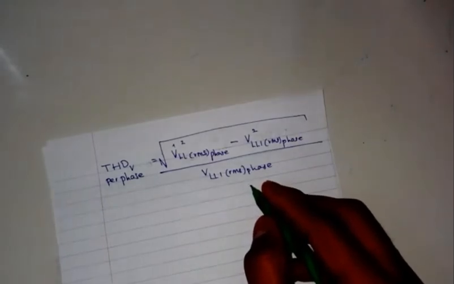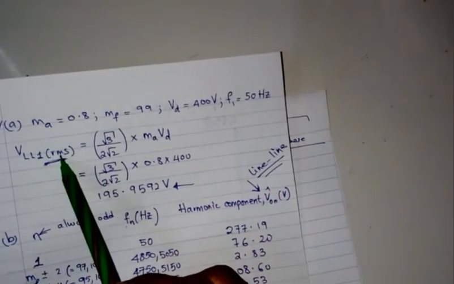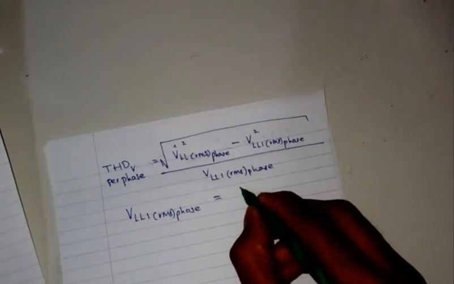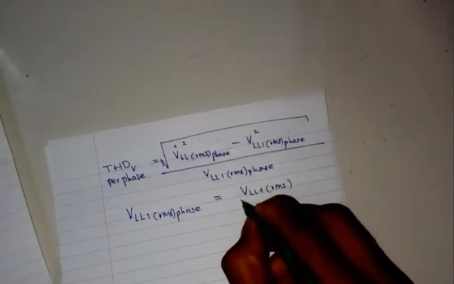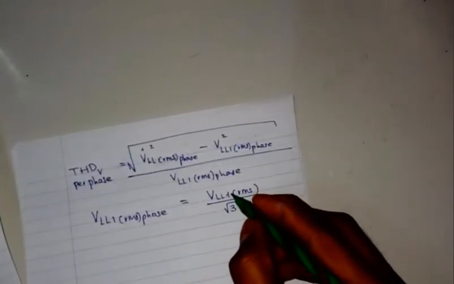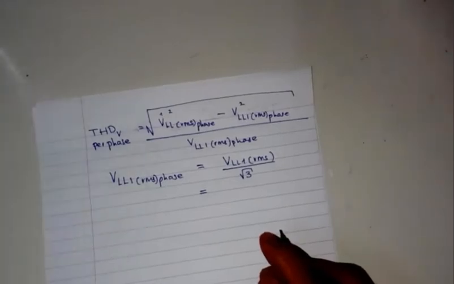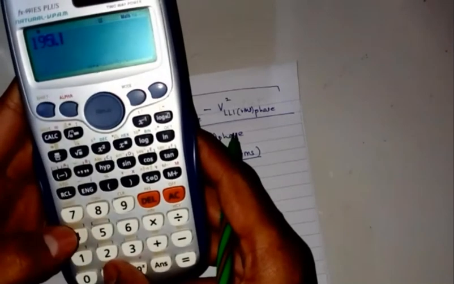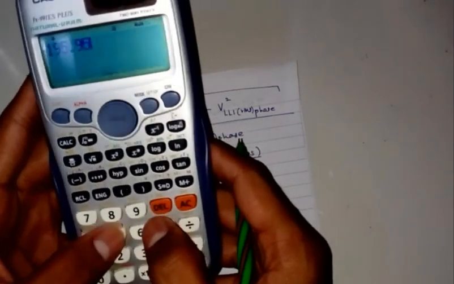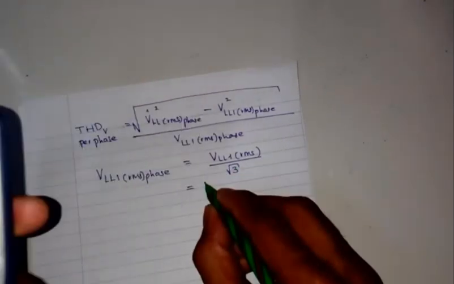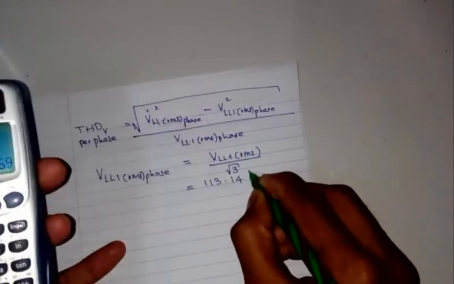We already have the value in part A for VLL1 RMS, and to find VLL1 RMS per phase, we have to divide VLL1 RMS by square root 3, which equals 195.9592 divided by square root 3, equals 113.14 volts.